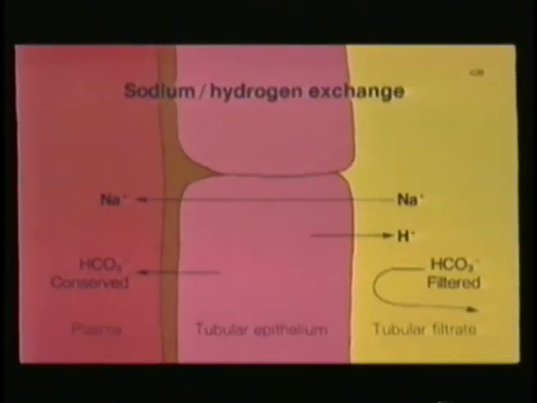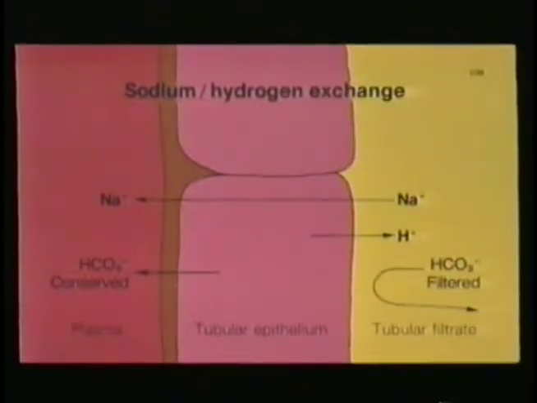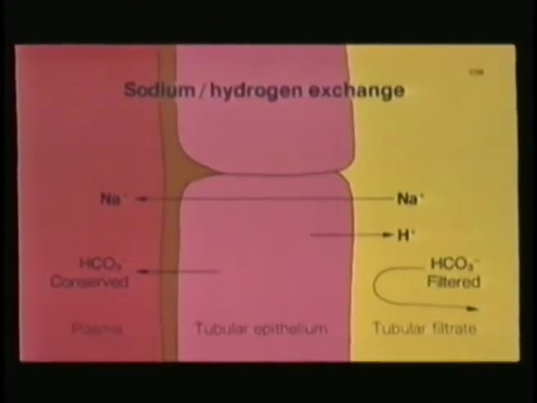39. Conservation of filtered bicarbonate is initiated by a process referred to as sodium-hydrogen exchange. When those sodium ions that are associated with bicarbonate in the glomerular filtrate are reabsorbed from the luminal fluid by the tubular cell, electroneutrality is maintained by the secretion of an equivalent amount of hydrogen ions into the tubular filtrate.